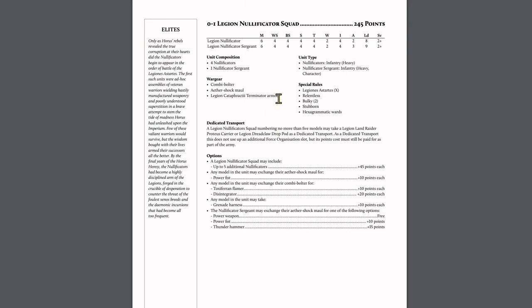So let's go into some other units. So the Legion Nullificator Squad. As far as I know, these guys have never had models, although I could be wrong. Just kind of seems like a little bit of a weird include. They're super expensive, 245 points, weapon skill 4. They're meant to be like anti-demon guys, but they don't really have anything special about them.